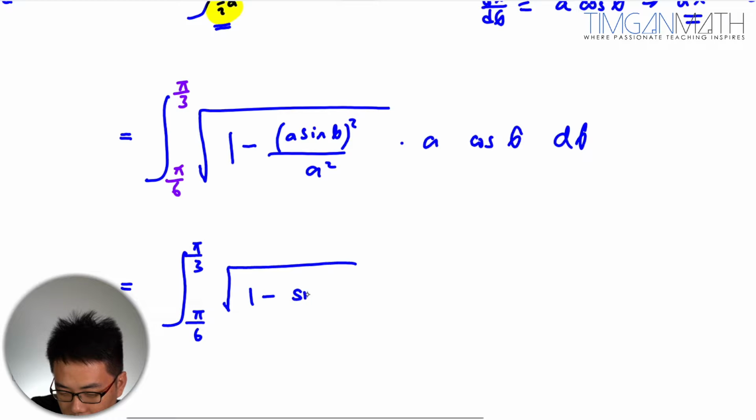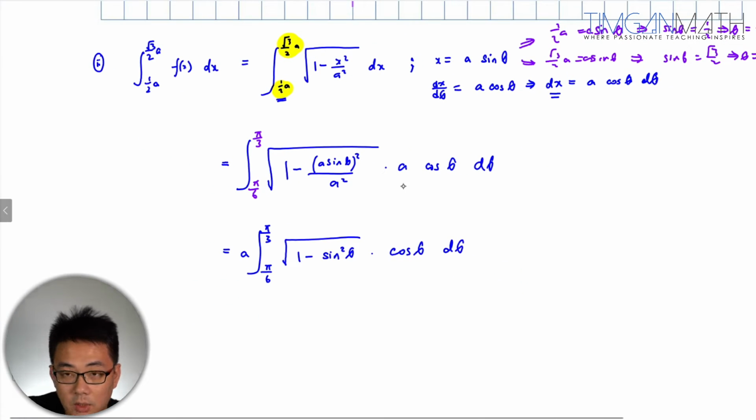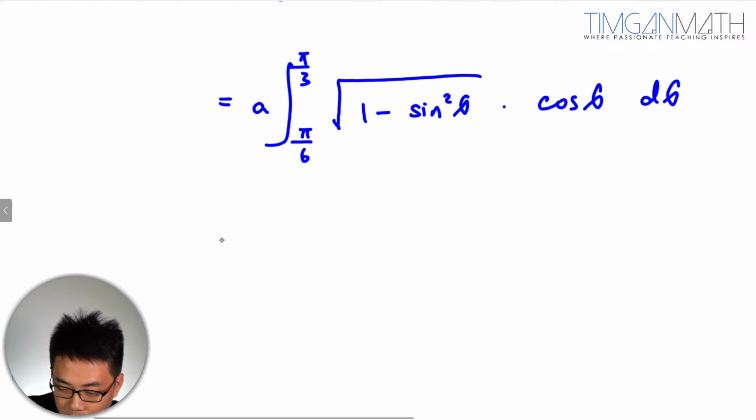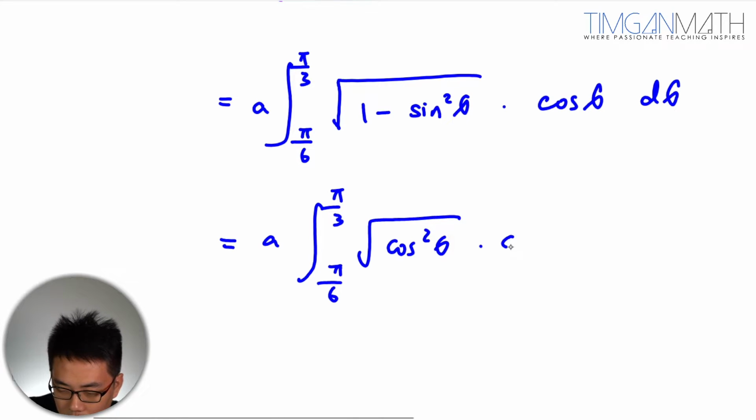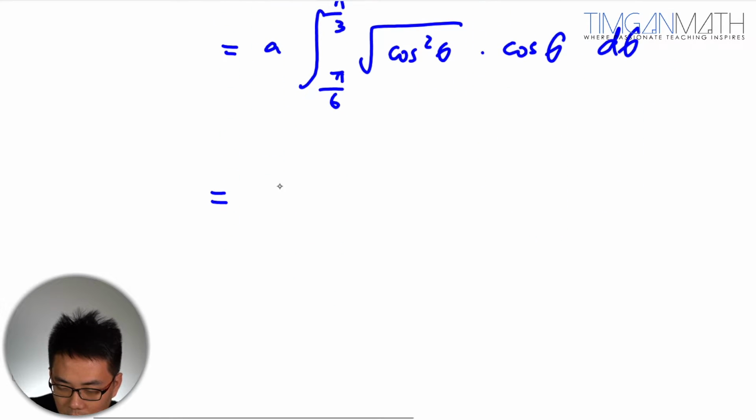1 minus sine squared theta. A, I bring it out. You can only bring out the constant. Please know that. A is a constant. You can bring it out. Then this will be cosine, pi over 6 to pi over 3. This will be cosine, so square root of cosine squared, then this will be cos squared theta.